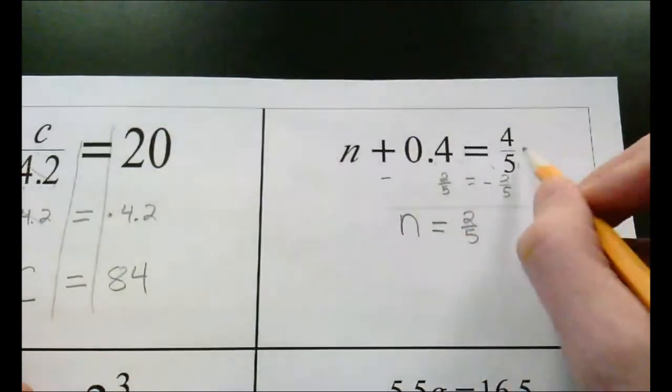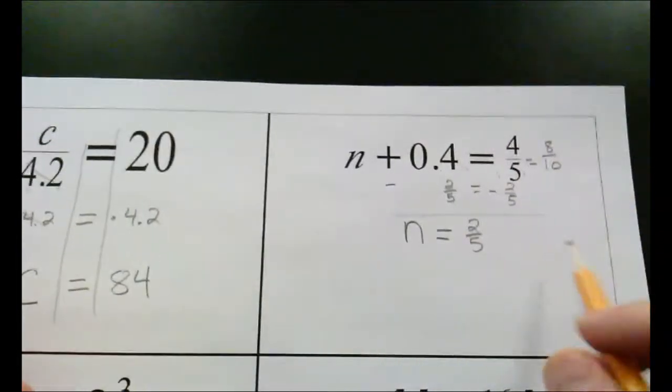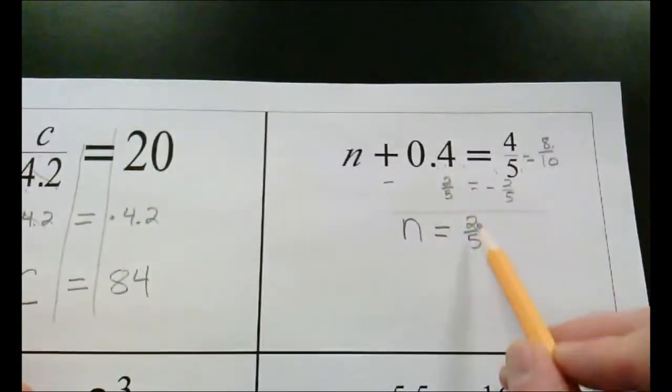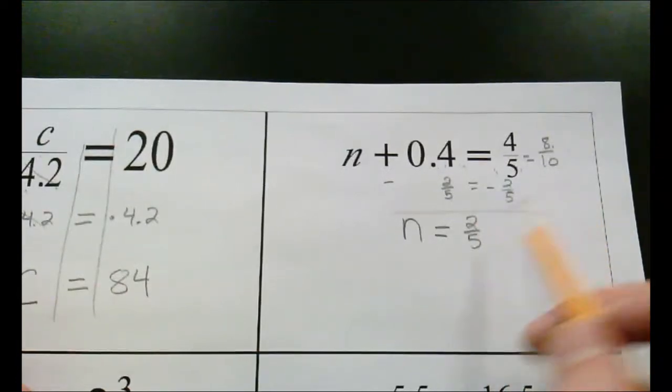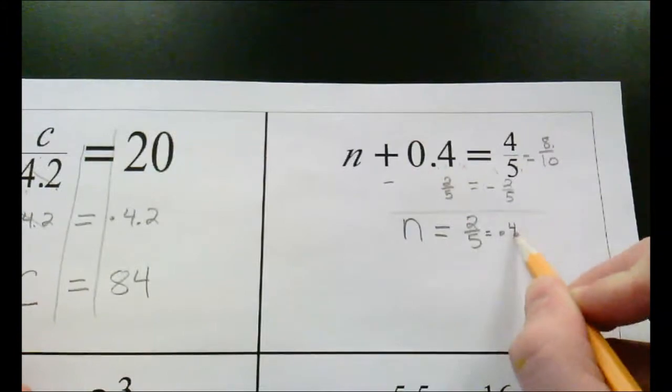So proving equality: what I do to one side, I have to do to the other. I could have also turned this and said 4/5 is equal to 8/10. 8/10 minus 4/10 is 4/10. And the decimal for 2/5 is 0.4, 4/10.